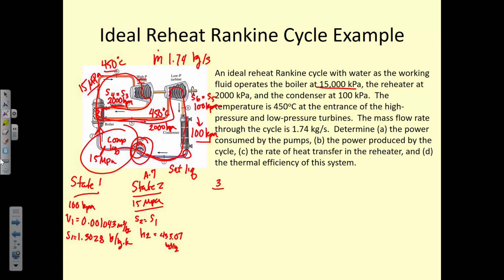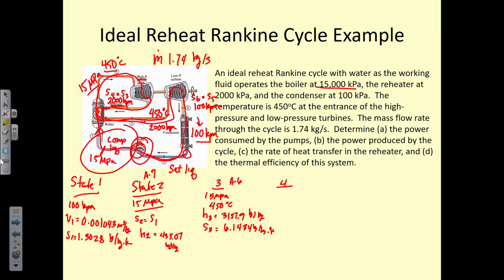State 3 is fully specified. It's 15 megapascals and 450 degrees C. So we just go to table A6. We can look up our enthalpy at state 3 and our entropy at state 3. The enthalpy is 3157.9 kilojoules per kilogram, and the entropy is 6.1434 kilojoules per kilogram Kelvin.